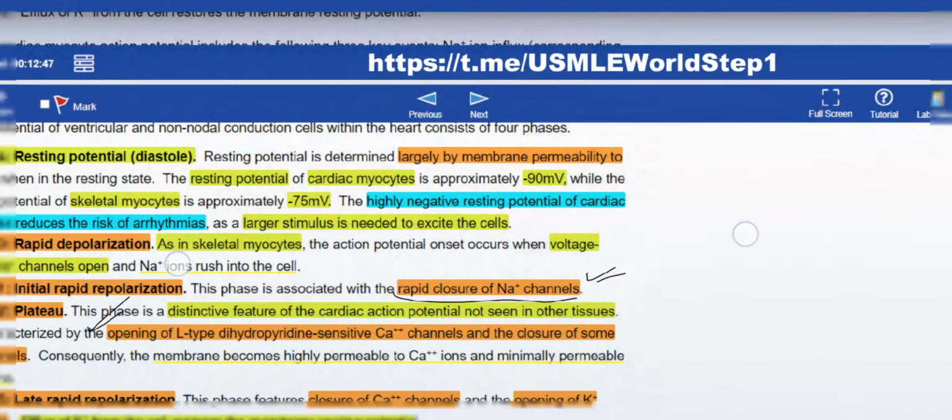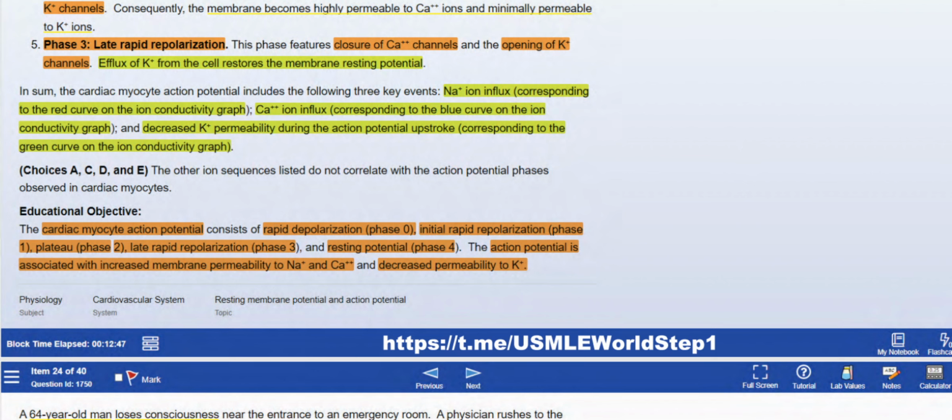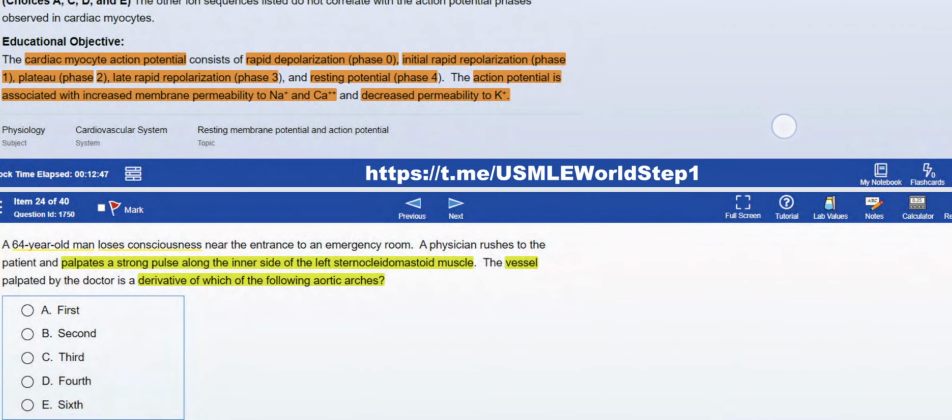Good. So cardiac myocyte action potential: rapid depolarization, that is phase 0, initial rapid repolarization, that is phase 1, which is because of closing of the sodium channel. Then plateau phase, then we have late rapid repolarization because of potassium, that is phase 3. Then we have phase 4, that is resting potential. So action potential is associated with increased membrane permeability to sodium and calcium, and decreased permeability to potassium.